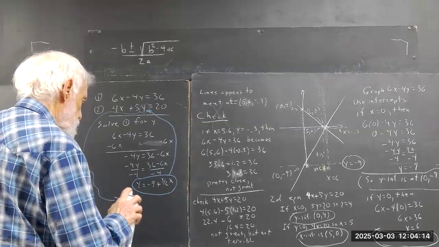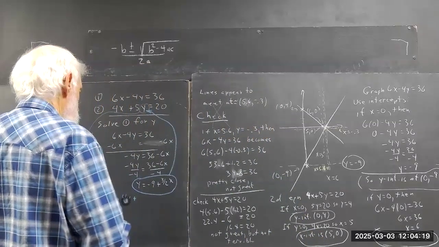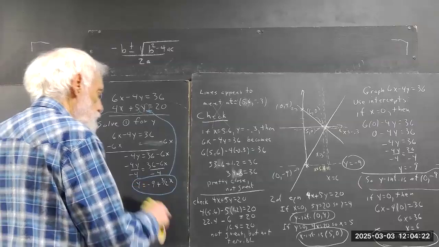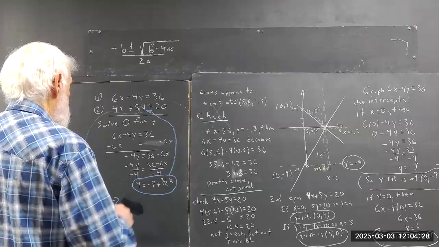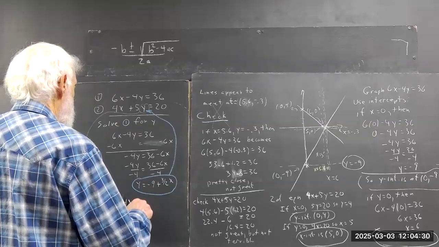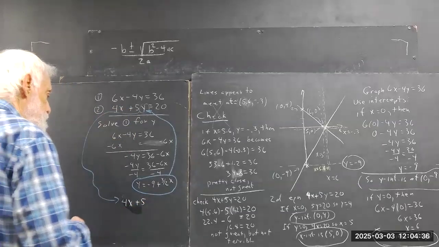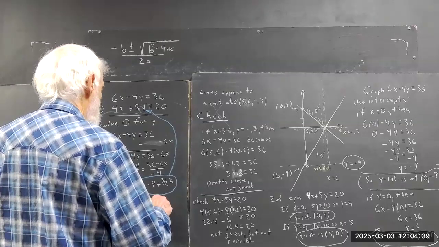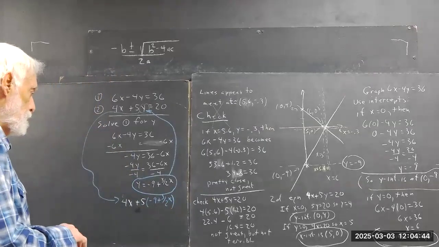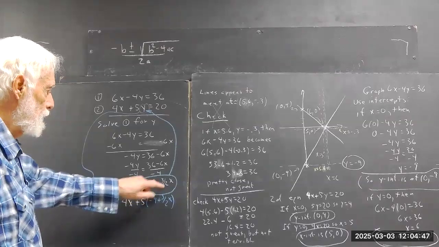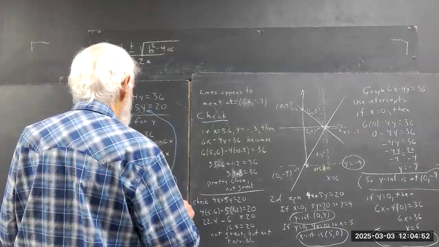I'll write it out differently, just with some colors, to distinguish what I'm changing. Got 4x plus 5y, right? Well, y is now negative 9 plus 3/2 x, so I'm going to replace y with that, and I get equals 20.